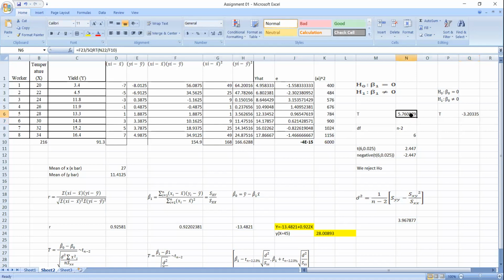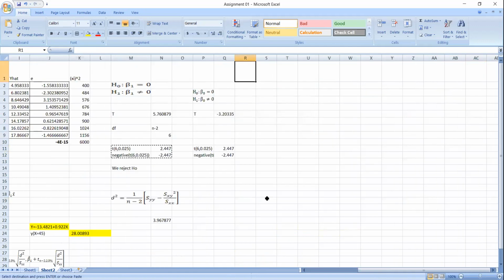3.20. Here the test statistic was 5.76, and the test statistic is coming from the same t distribution. Since the degrees of freedom are the same and it's coming from the same distribution, we can use the same table values to get the decision of this hypothesis. If you look at the table values, we found it's 2.447 and minus 2.447. And if you check with the test statistic, we can see the test statistic is less than minus 2.447.